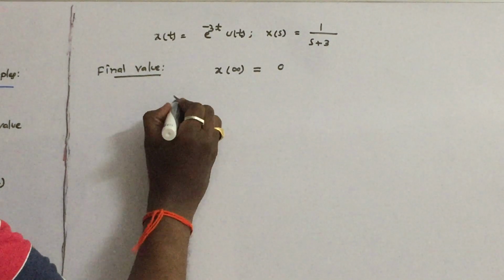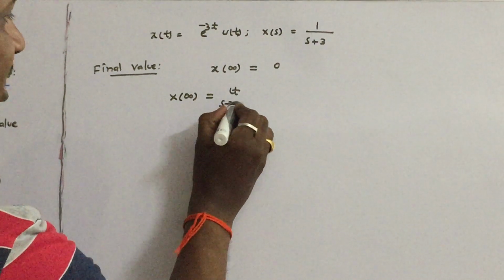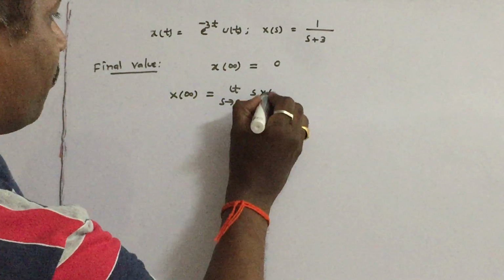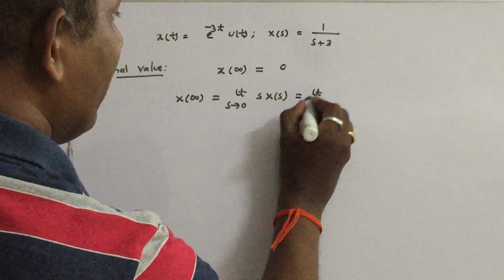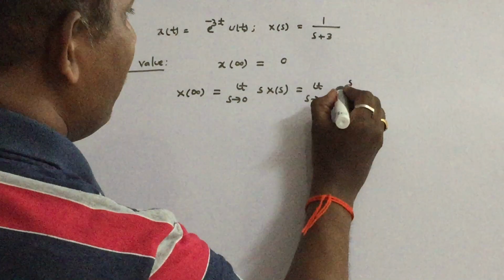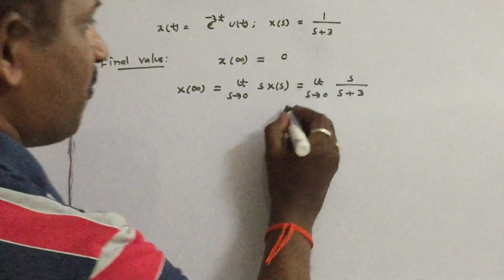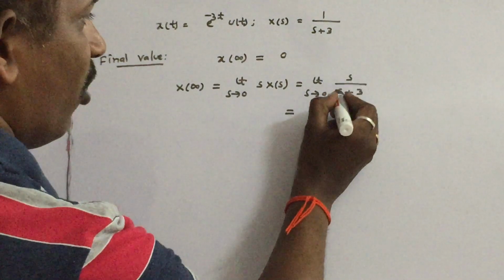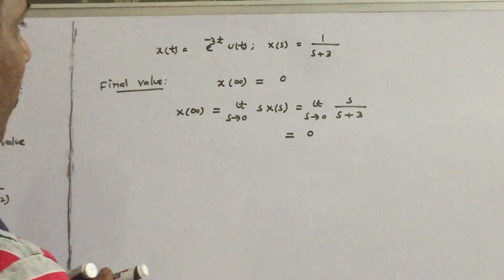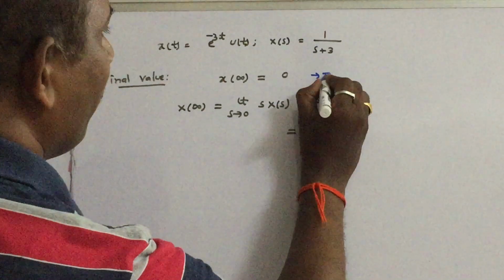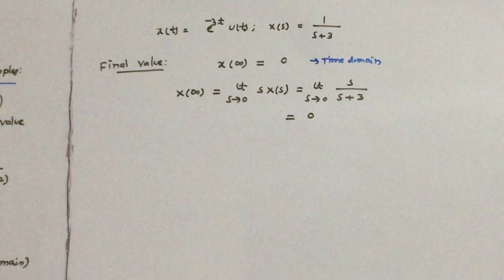In Laplace transform domain, x of infinity is equal to, what is the formula? Limit s tends to 0, s into x of s. So, substituting, limit s tends to 0, s into 1 by s plus 3 will become s by s plus 3. If you substitute 0, 0 by 0 plus 3, 0 by 3, the answer is 0. So in this way, you can verify the final value in time domain and Laplace transform domain; both answers are same. That is, final value theorem is verified.